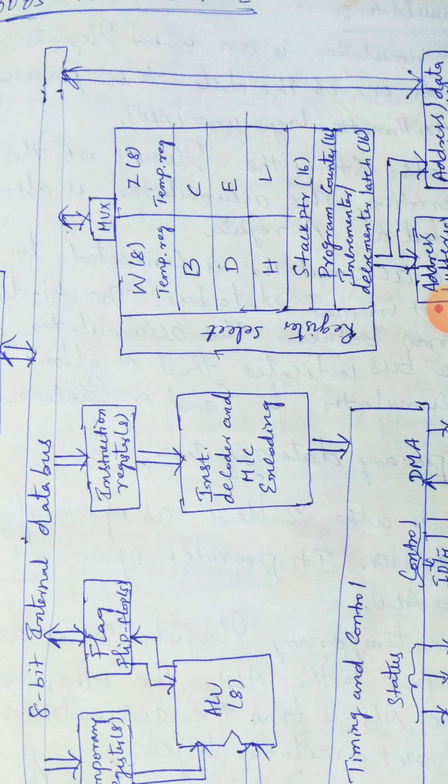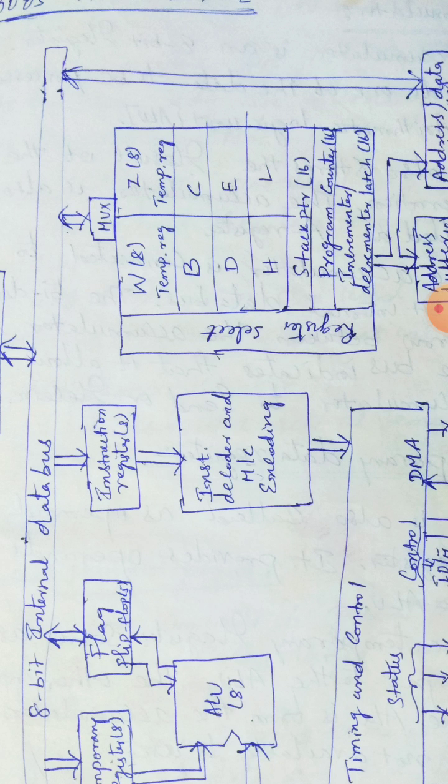For example, if you execute the exchange instruction, what is the exchange instruction actually? The content of the HL pair is exchanged with the DE pair. During that situation, the content of the HL pair is temporarily stored in WZ in order to swap the content with DE. So in that situation, the W and Z temporary registers will be accessed.